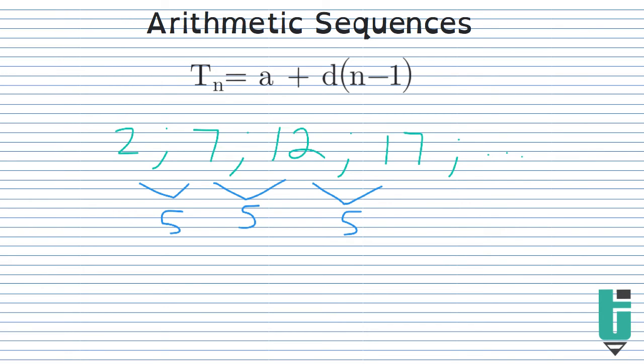A represents the value of the first term, in this case 2, and d is our constant difference, in this case 5. So d you could think of as difference, and a is the first letter in the alphabet, which represents the first term's value.